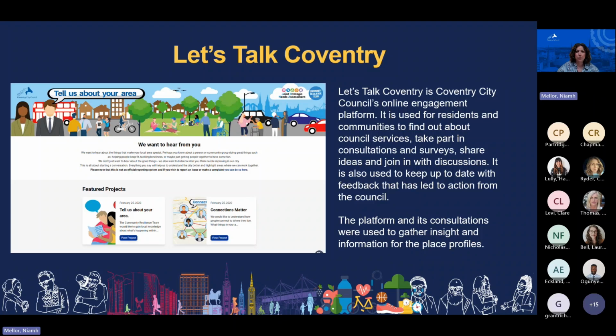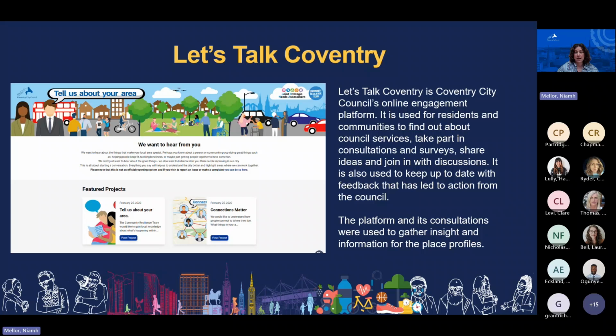It's where we put all of our surveys and consultations to enable people to have their say in things that affect them. So we put our JSNA online. We had residents fill in, tell us about your area, so people were able to say what was good about their area, things that they wanted to improve, as well as connections mattered. So things that people felt connected to and the importance of those social connections.